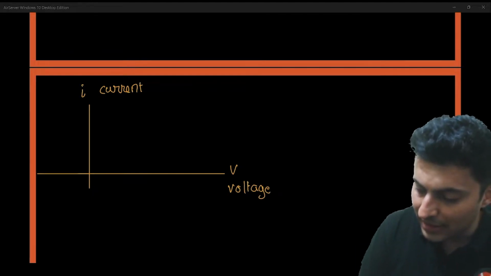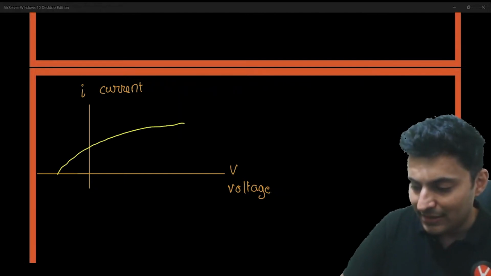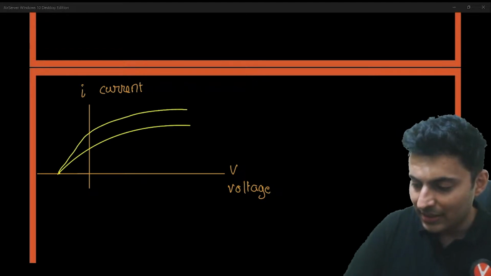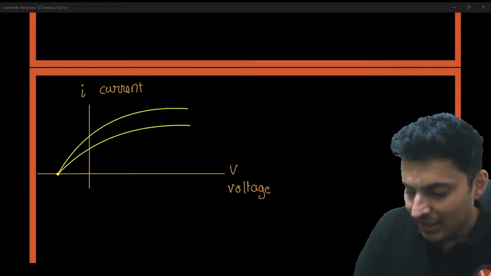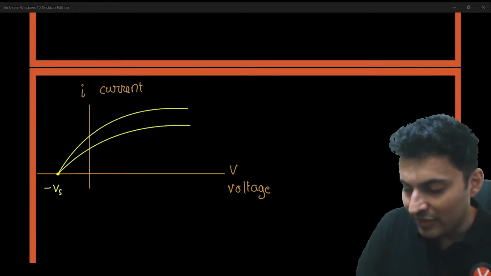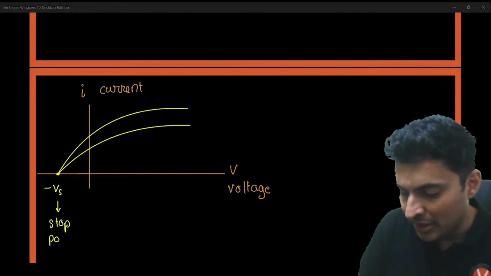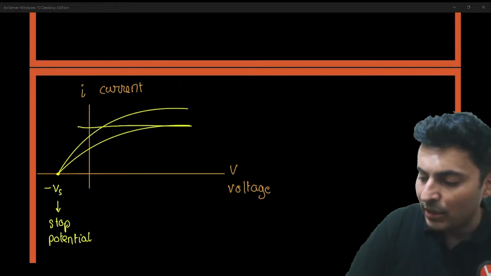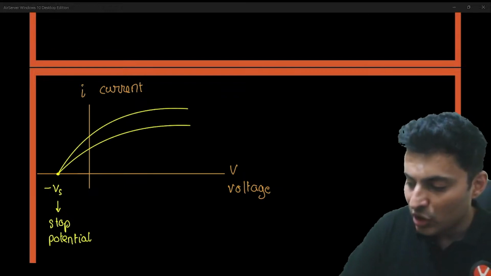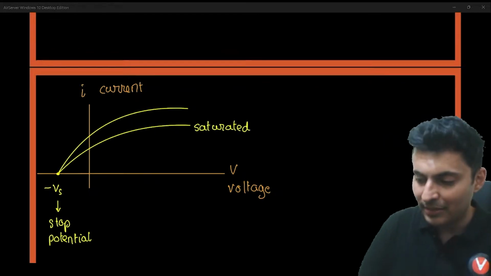In fact, we have to draw it in the second quadrant also. It starts from a negative voltage value and it goes like this, and then it again goes like this. Why does it go like that? Well, I'll tell you. First of all, this point over here is minus Vs. That Vs stands for stopping potential. And you can see the current reaches a certain value and then it no longer increases or decreases. So it has reached the saturation value. It has become saturated.